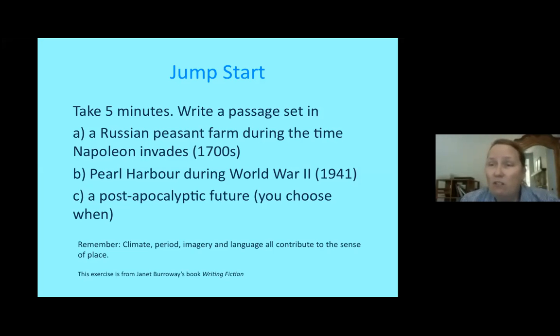So if you could take 5 minutes, write a little passage of one of these things. So away you go. Remember, don't take your pencils off the paper or your pens off the paper. Just keep going. Even if you think, oh gosh, I can't do this, just keep on going. So 5 minutes.